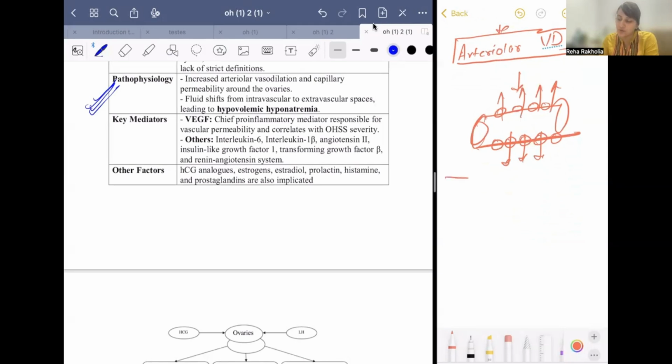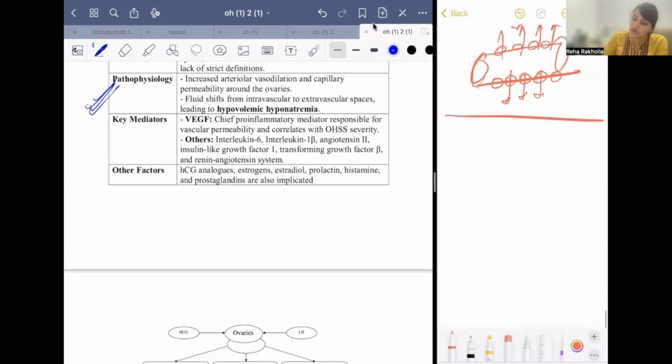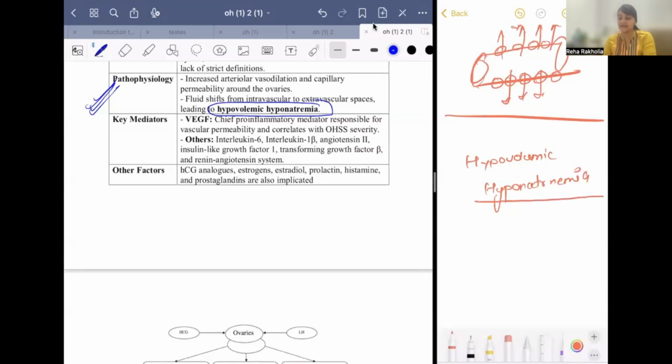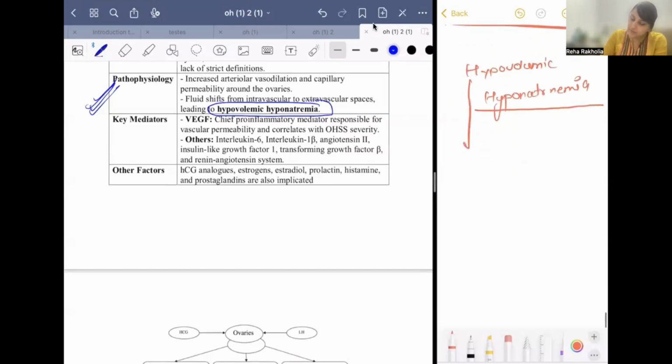This fluid shift causes a condition known as hypovolemic hyponatremia, where the volume of fluid in the blood decreases and the sodium level in the body drops. Hypovolemia means blood volume decreases. Hyponatremia means sodium level drops.